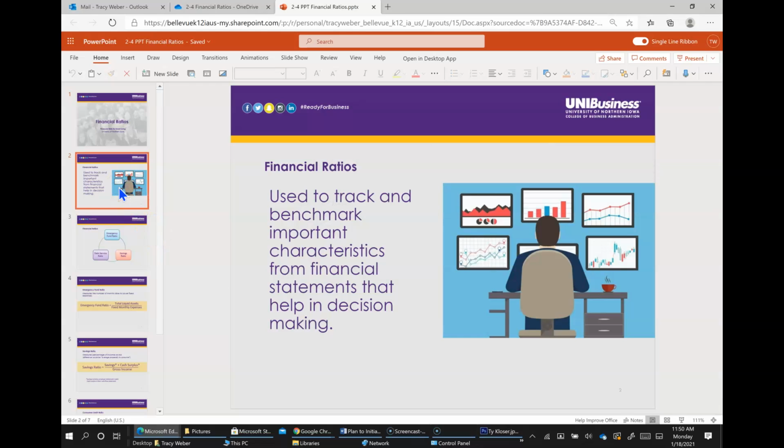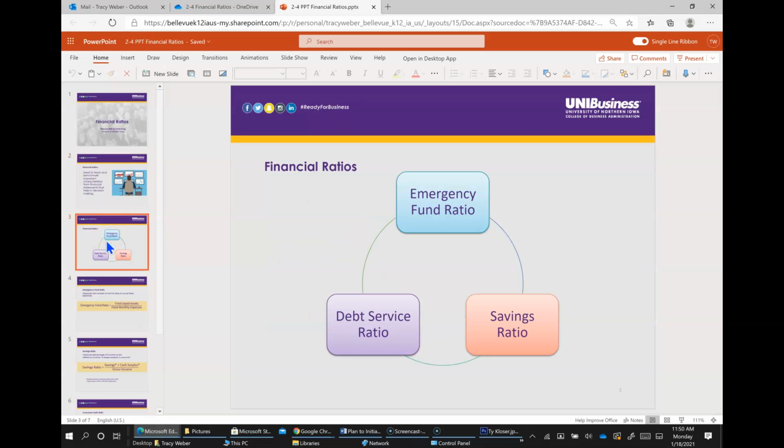Financial ratios. So what are financial ratios? Financial ratios are used to track and benchmark important characteristics from financial statements. This information is used to help make financial decisions. Three of the most popular financial ratios are an emergency fund ratio, a savings ratio, and a debt service ratio.